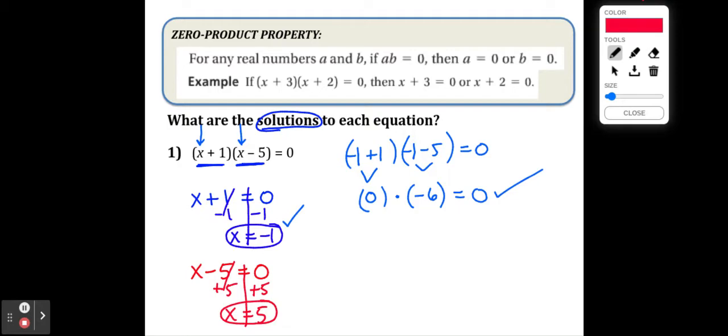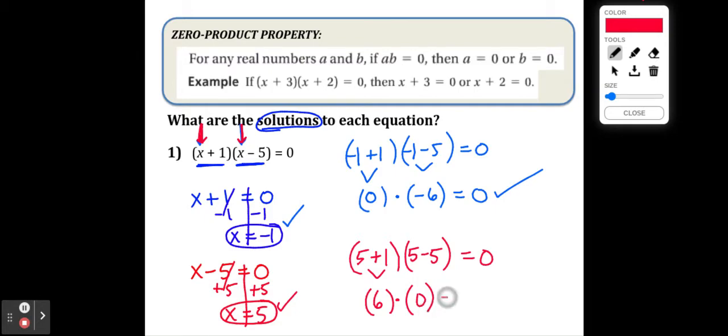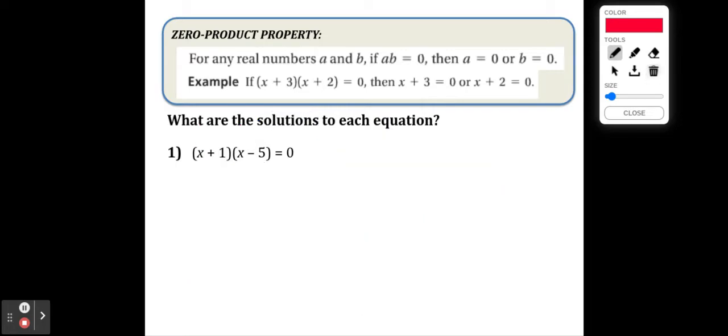So that's true. Okay, so let's check our answer for x equals 5. So now I'm going to plug in x equals 5 into both of the x's in the equation. So 5 plus 1 and 5 minus 5. And it says that's equal to 0. Well, let's check. Here I'd get 6. And 5 minus 5, I get 0. And 6 times 0 is 0. So the answer of 5 also checks out. So for this equation, there are two solutions, x equals -1 and x equals 5. And I used the zero product property to help me find the solutions.